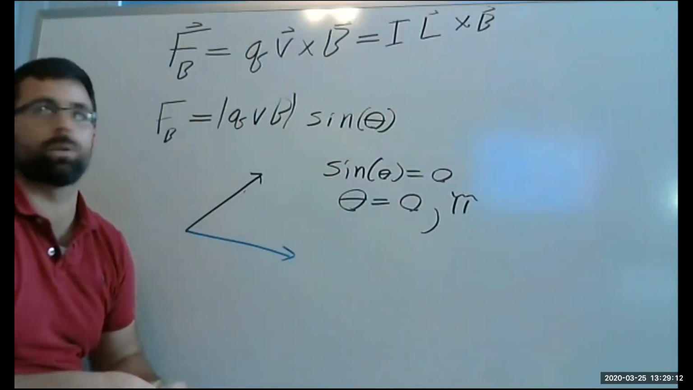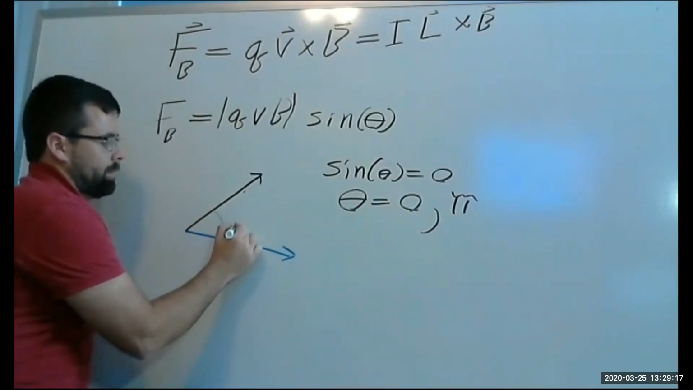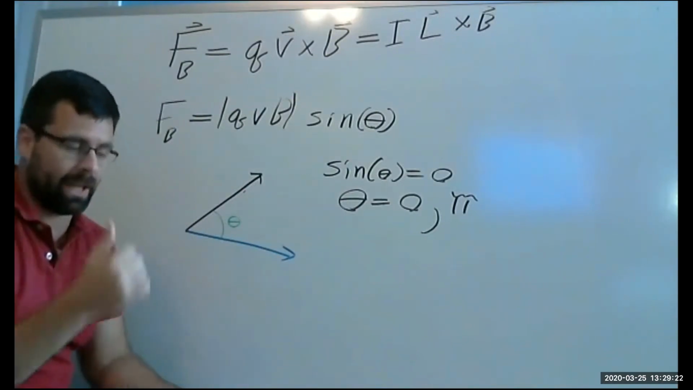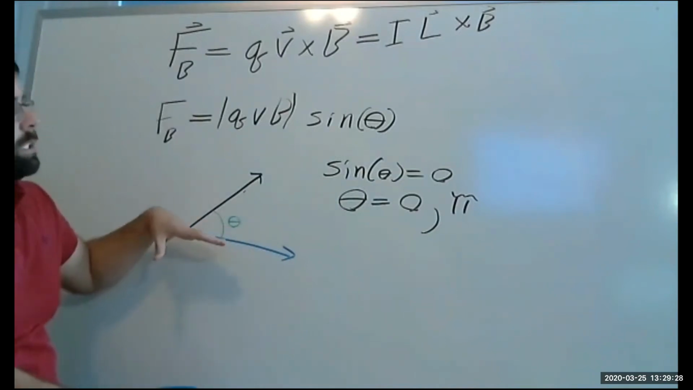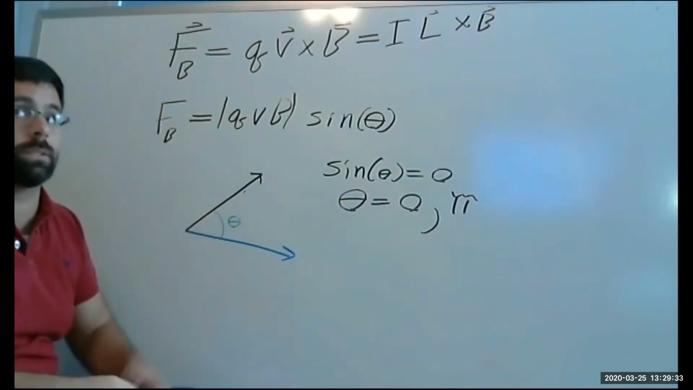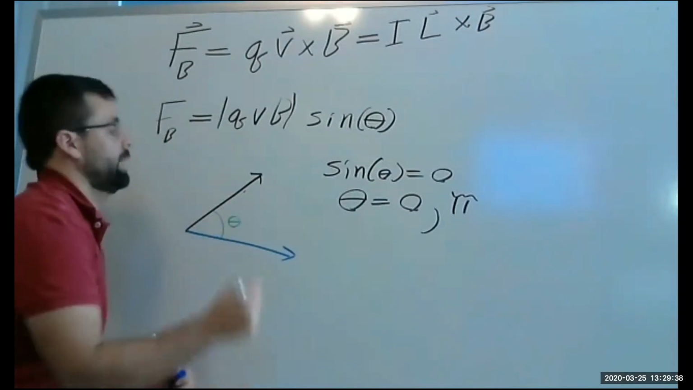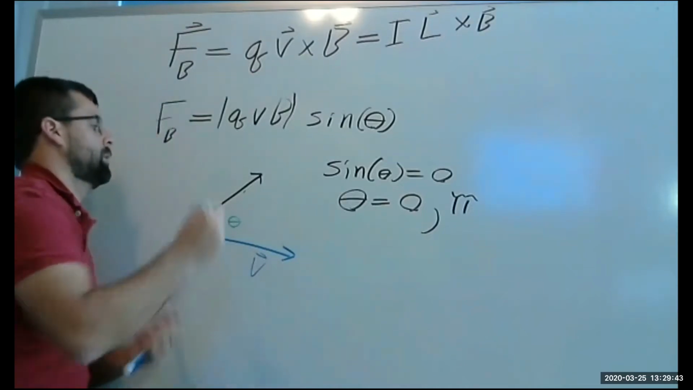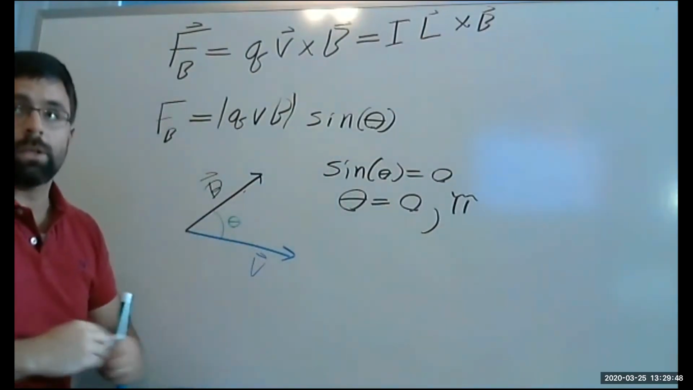What is it? An angle is a measurement of the separation between 2 lines. Let me find out. In our case, vectors. So let's say this one is V, and this one is B.